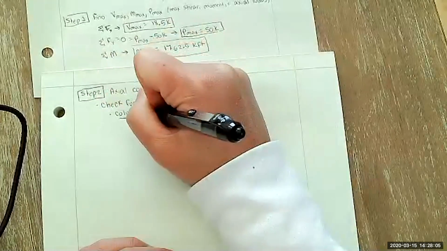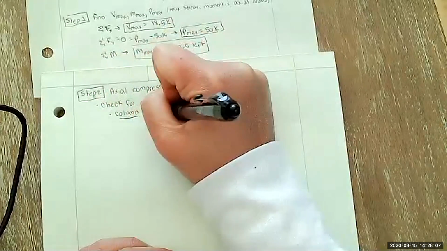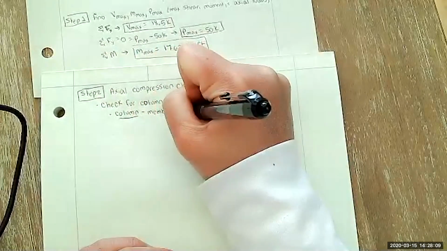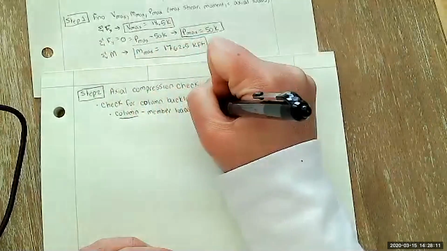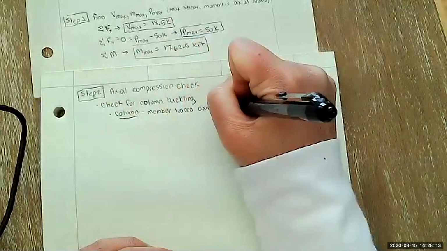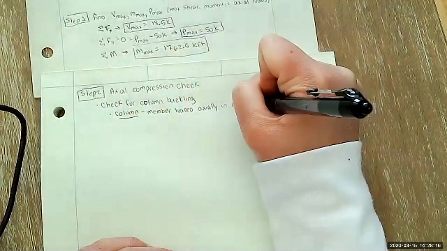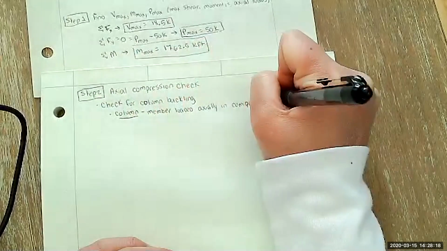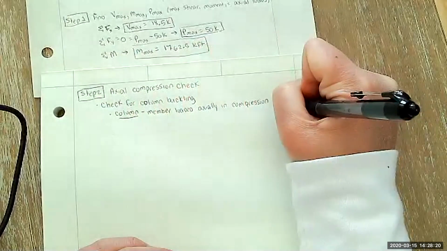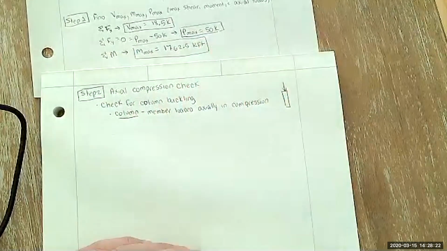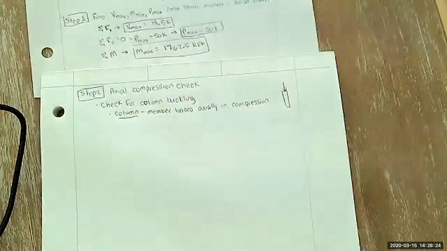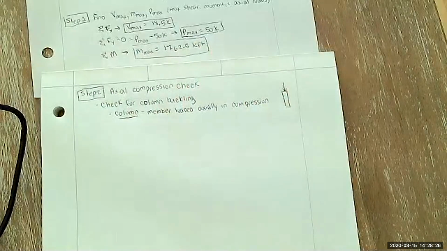as any member loaded axially in compression. Axially means along the axis of the column, and compression means we're pushing down on this column.